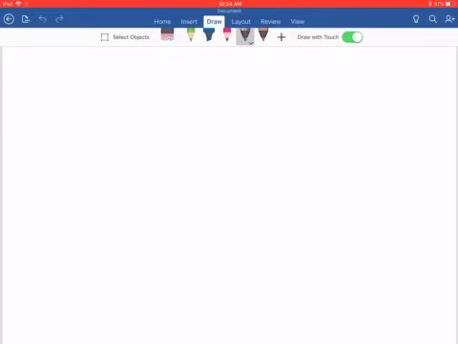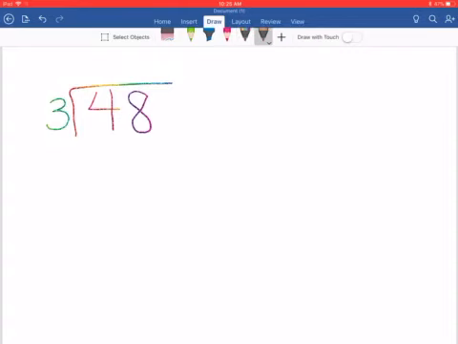Okay, now, let's do 48 divided by 3. Okay, now I know you could do this with multiplication and you'd be done really quick, but I want you to do it using division because I want you to learn how to do it with the algorithm.